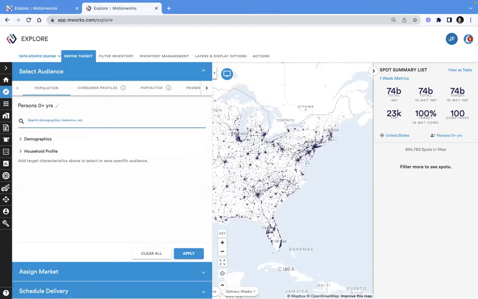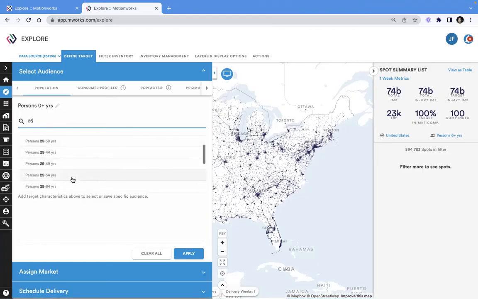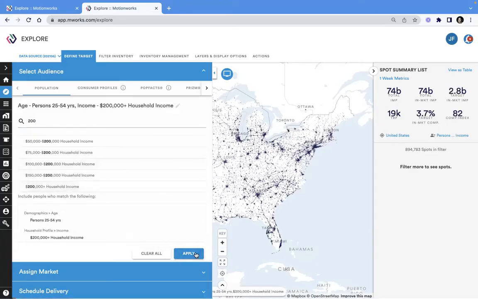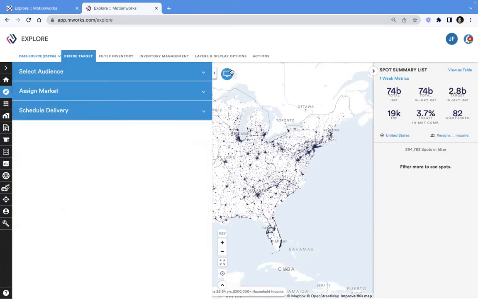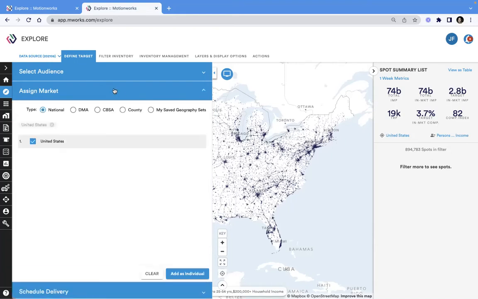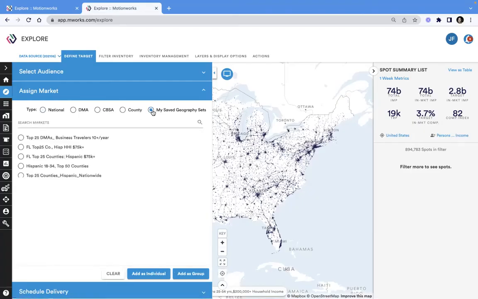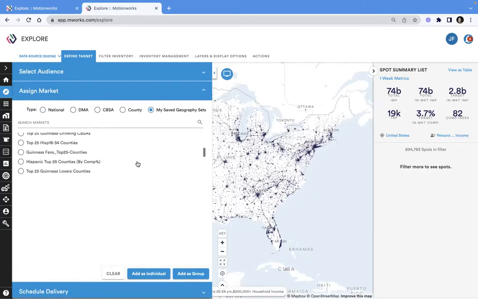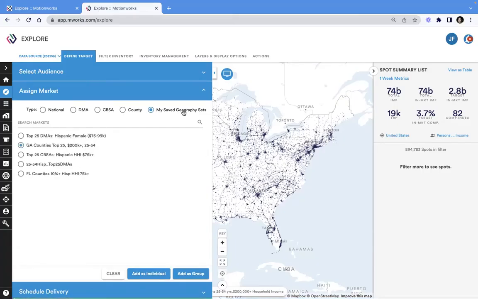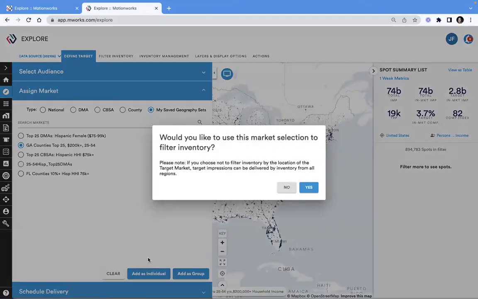Here we set the same audience based on the population that we were able to create before using a couple quick keystrokes, applying that. The metrics here change as I'm reflecting the audience exposures for that demographic, not only person 0+, which is the whole. And then I can use the geography sets that I created to say, I want to filter this inventory, not looking at the entire country, but only looking at those Georgia counties that I had created.